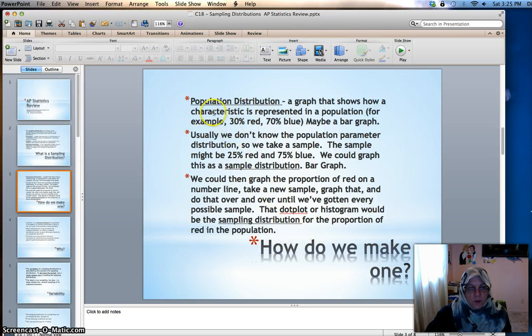So be very careful about terminology. Population distribution versus sample distribution versus sampling distribution. Think of sampling as a verb, so it requires you to be doing some sort of action. And what is that action? It's sampling over and over and over again. Okay, and so we made some of those in class back when we did chapter 18.